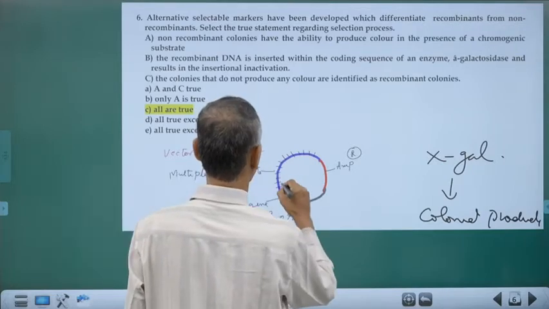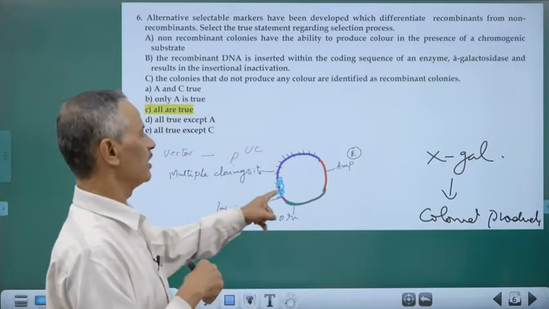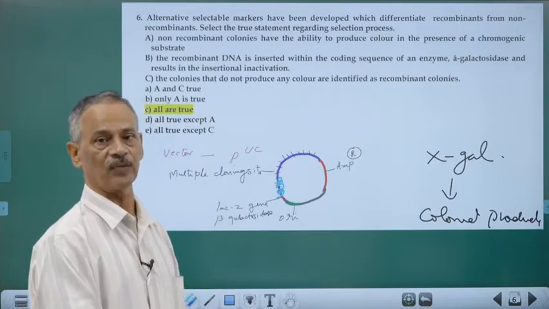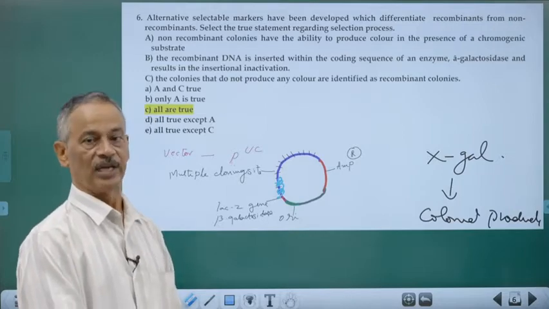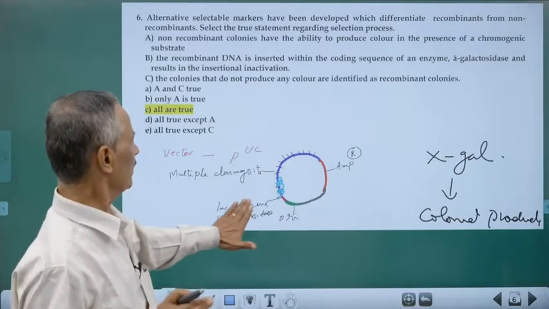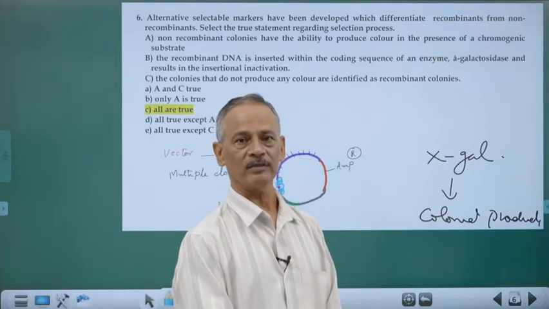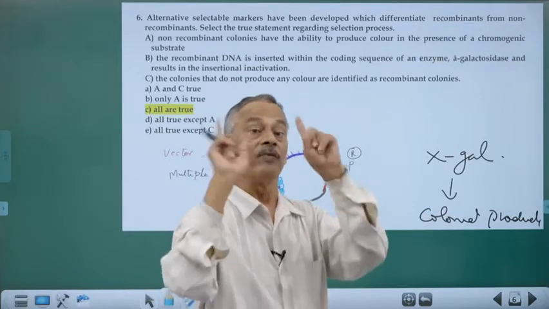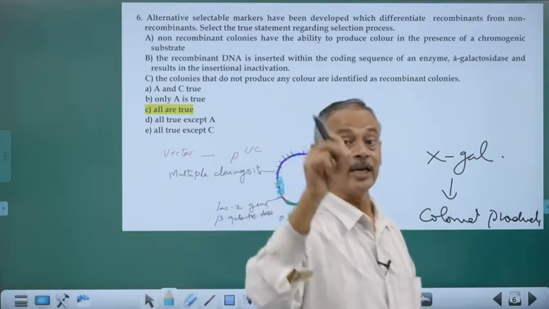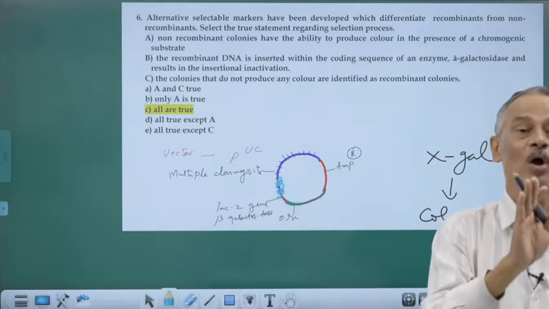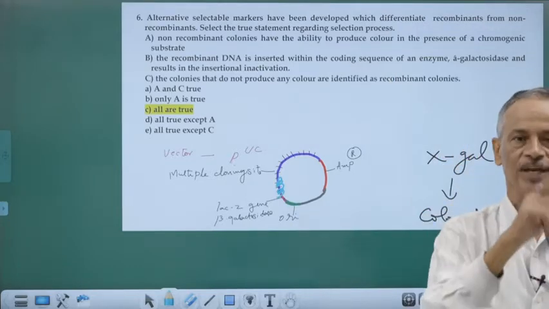Okay, and because of that introduction of the foreign DNA, what happened? The lacZ gene is insertionally inactivated. Since the lacZ gene is insertionally inactivated, it is not working, it is not producing the enzyme. X-gal is not at all converted into colored product. So the colony will be growing without color. That is what we want. It is the recombinant transformant. That's how we are selecting. Okay, that is the selecting procedure, screening procedure.